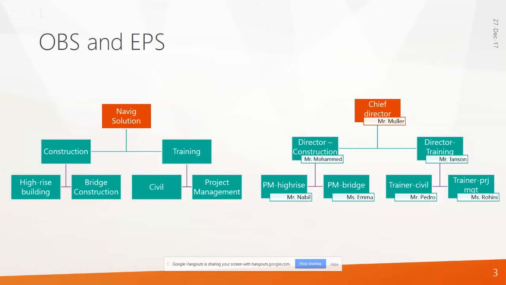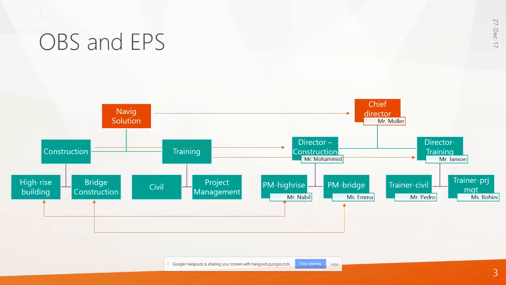Okay, so now what is the connection between this OBS and EPS? You can put the connection in any way. I have given a connection like this. Navic Solution is taken care of by the chief director, construction is taken care of by the director of construction, and likewise for training, high-rise building, bridge, civil, and project management. Okay. Now let's see how to create an EPS in Primavera, and let's see how to give these connections, OBS and EPS.